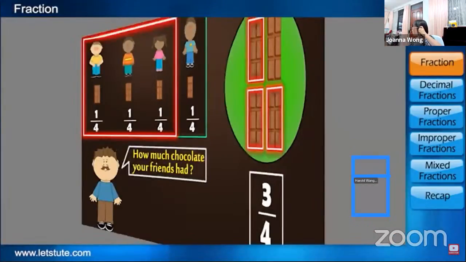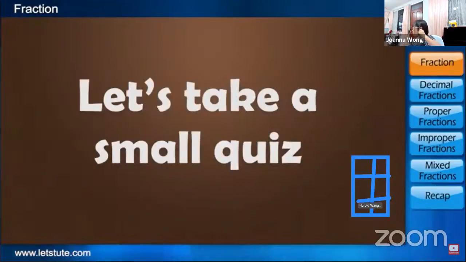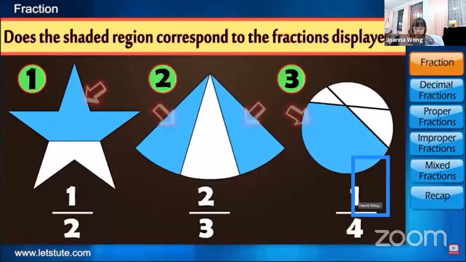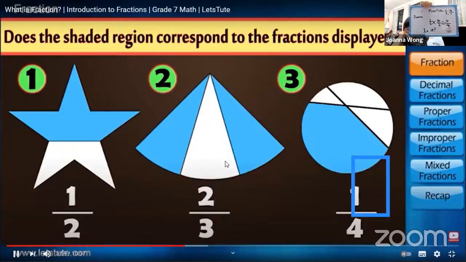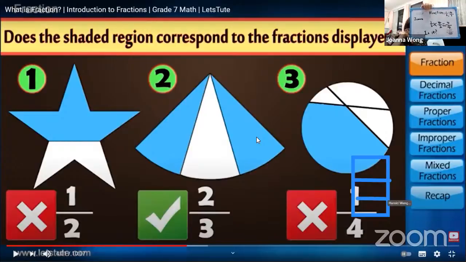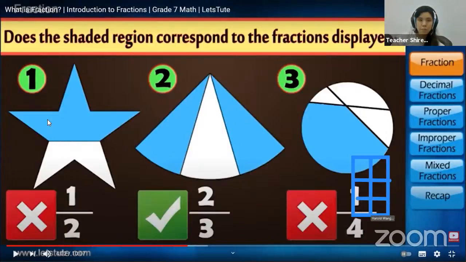Let's take a small quiz before we move ahead. Can you tell me whether the shaded regions correspond to the fractions displayed? The fraction must be of equal parts. This one looks like 3 and this one looks like 2, right? It's not correct because, although it's one shaded out of 2 parts, this size and this size are different. It has to be equal size.